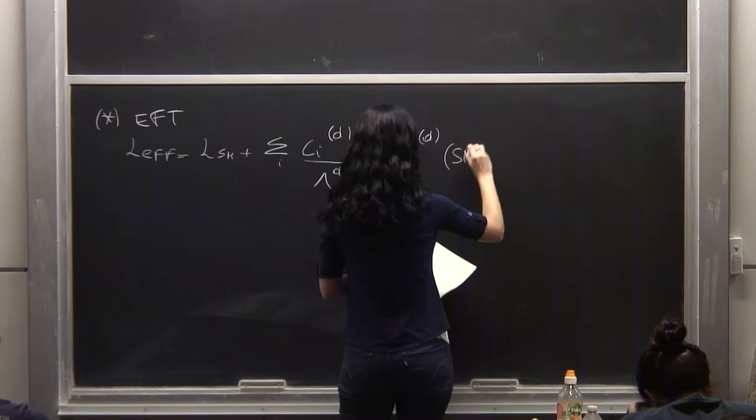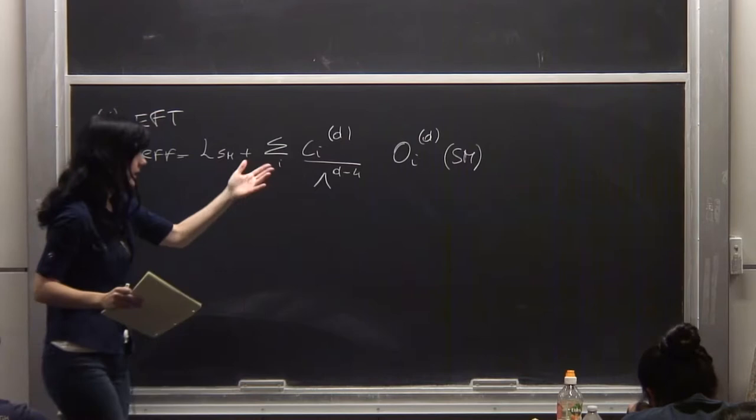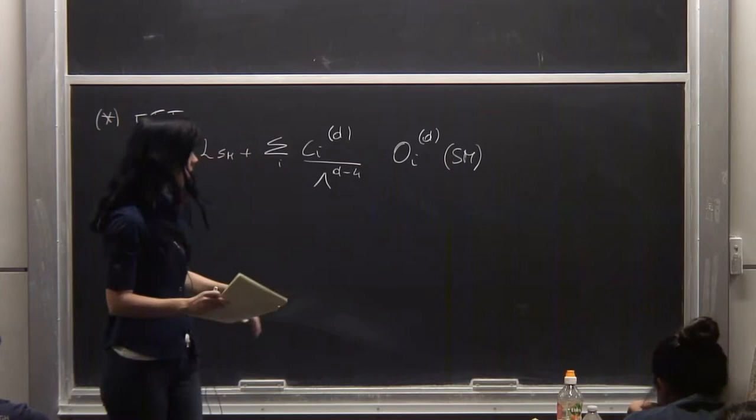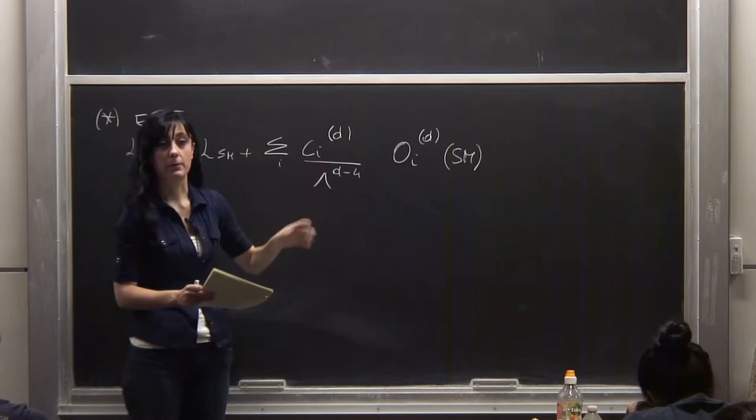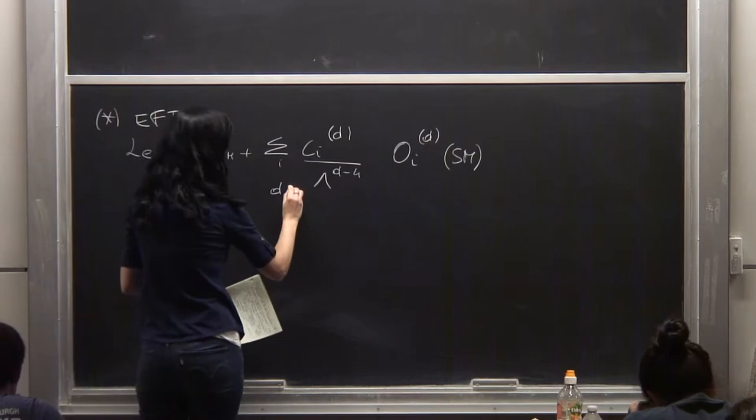Here the idea is that I have some new physics theory with new degrees of freedom at the scale lambda that I'm integrating out, generating this new operator with this Wilson coefficient, where D is bigger than 4.